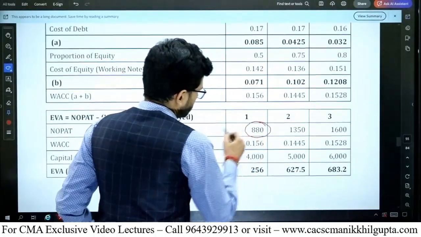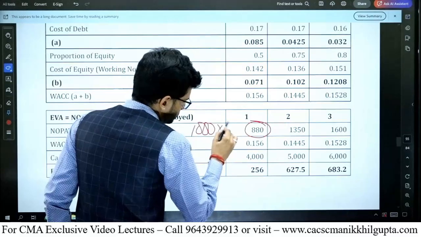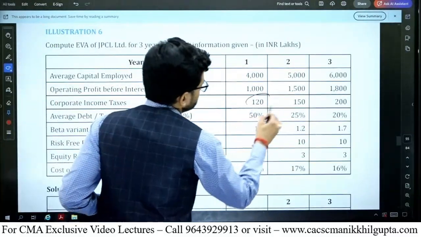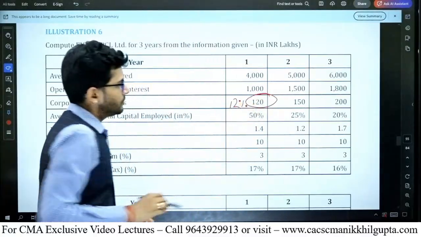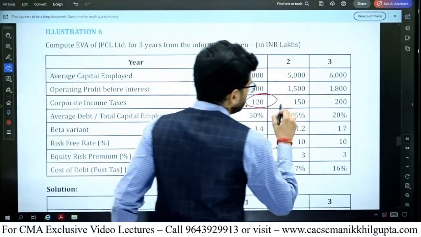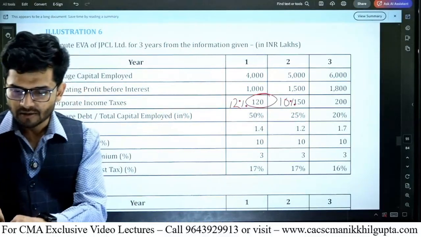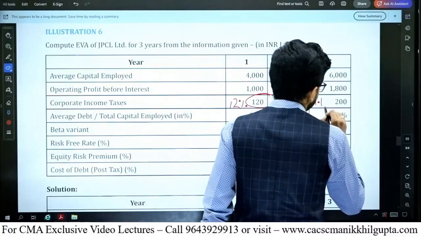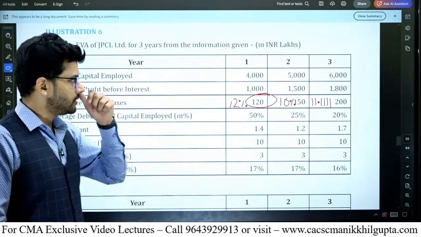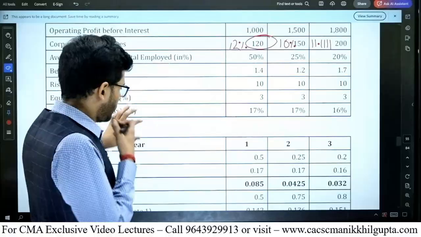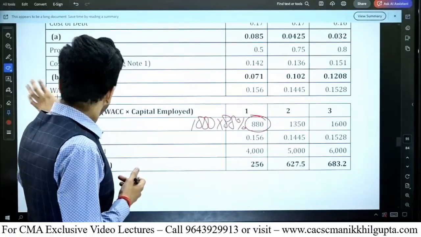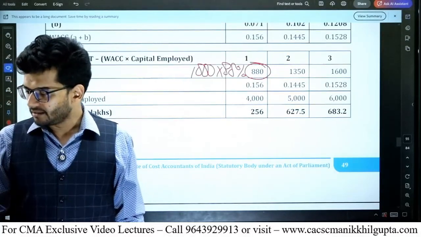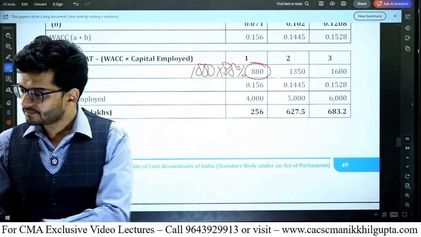NOPAT is required to be calculated. So 880, I'll just tell you. Okay, this is 1000 multiplied by 88%. Where do we get 88% from? It is 12% of the tax rate. Tax rate is 12% over here. Okay. The second year tax rate is 10%. Third year the tax rate is 200 divided by 1800. It's 11.1111. This is the tax rate in the third year. Okay, so we have accordingly calculated the NOPAT of all the years, and WACC is also calculated, and we are just applying the formula to get the EVA in INR lakhs.